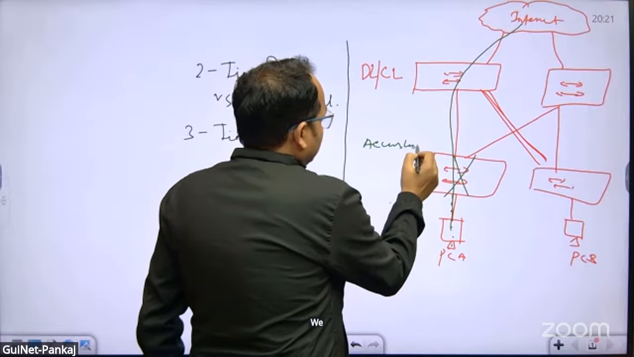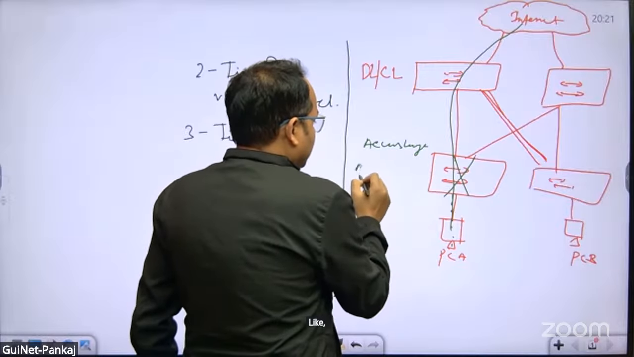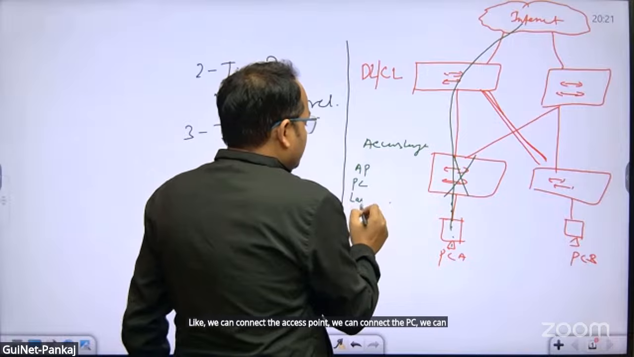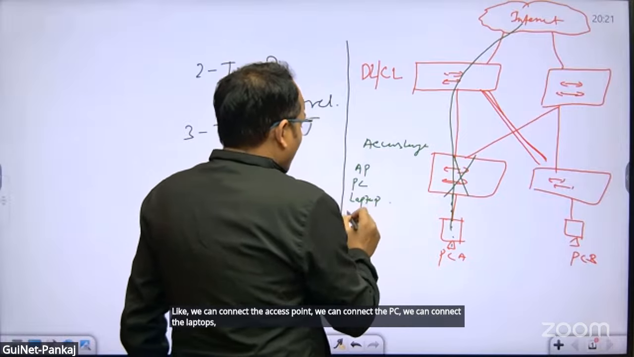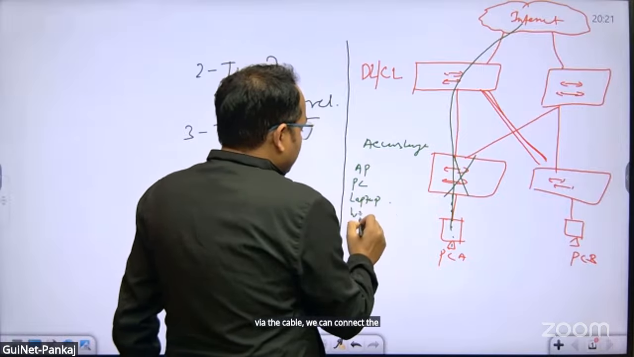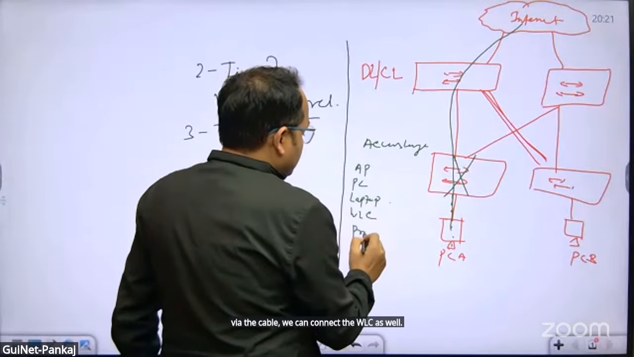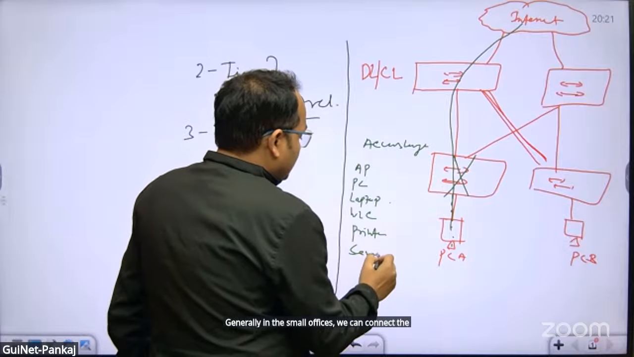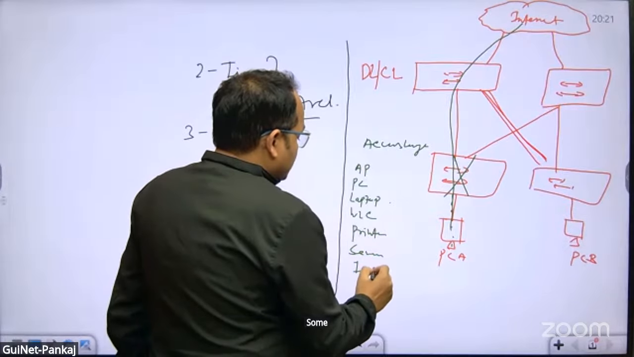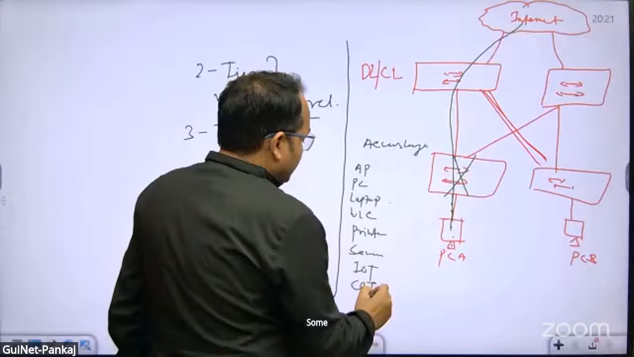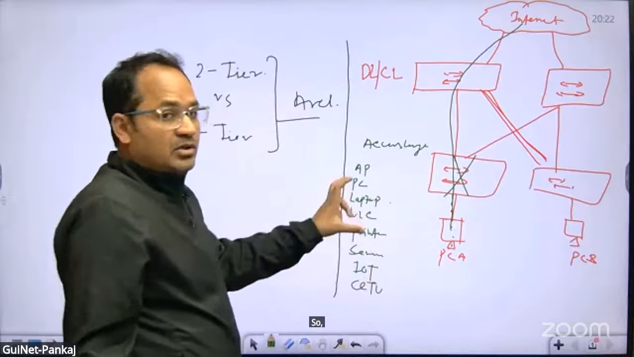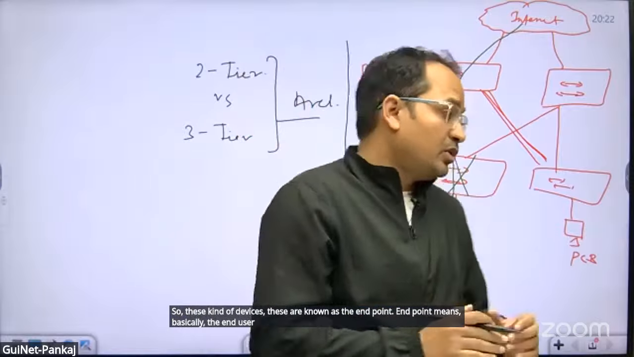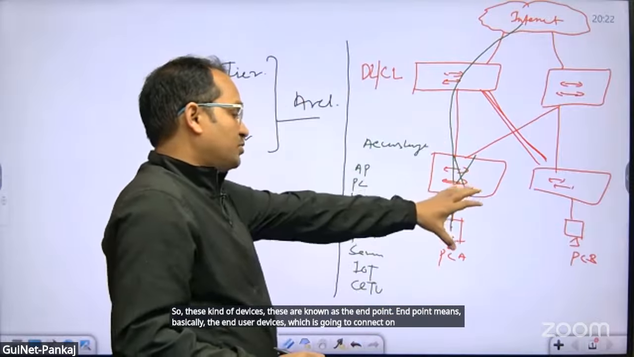We basically connect access points, PCs, and laptops via cable. We can connect the WLC as well, and printers. Generally in small offices, we can connect servers as well, some IoT devices, some CCTV. These kinds of devices are known as endpoints. Endpoint basically means the end user devices which connect on this particular switch.